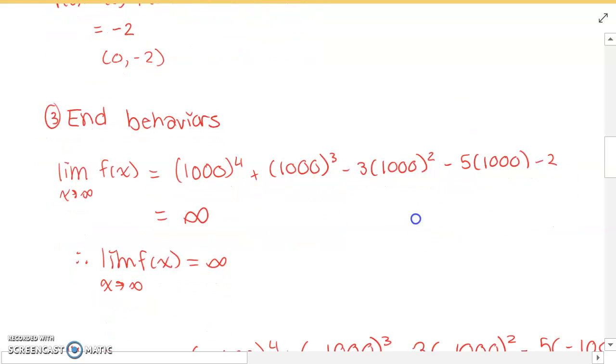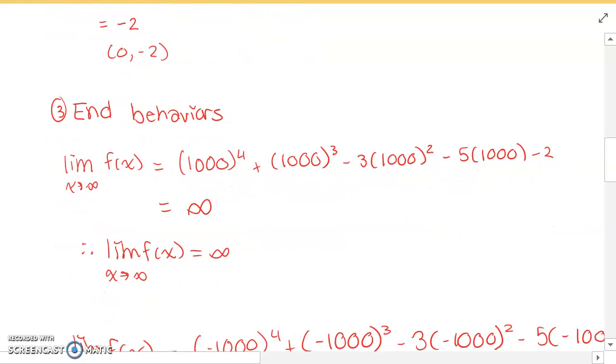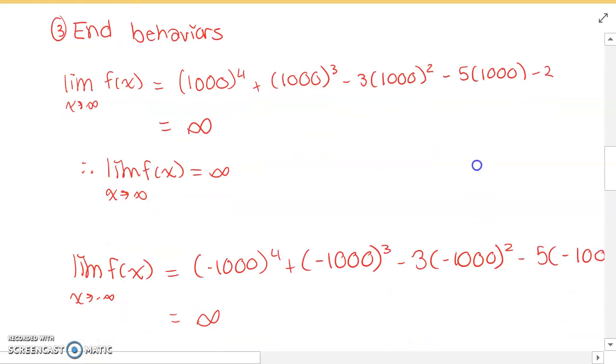The next thing I decided to determine were the end behaviors. So I knew that by plugging in a really large number as x into the original equation, if I end up getting a number even larger than that, or a very large number in that case, that means that the limit as x approaches infinity would be infinity. And same goes for as x approaches negative infinity, which you can see here.